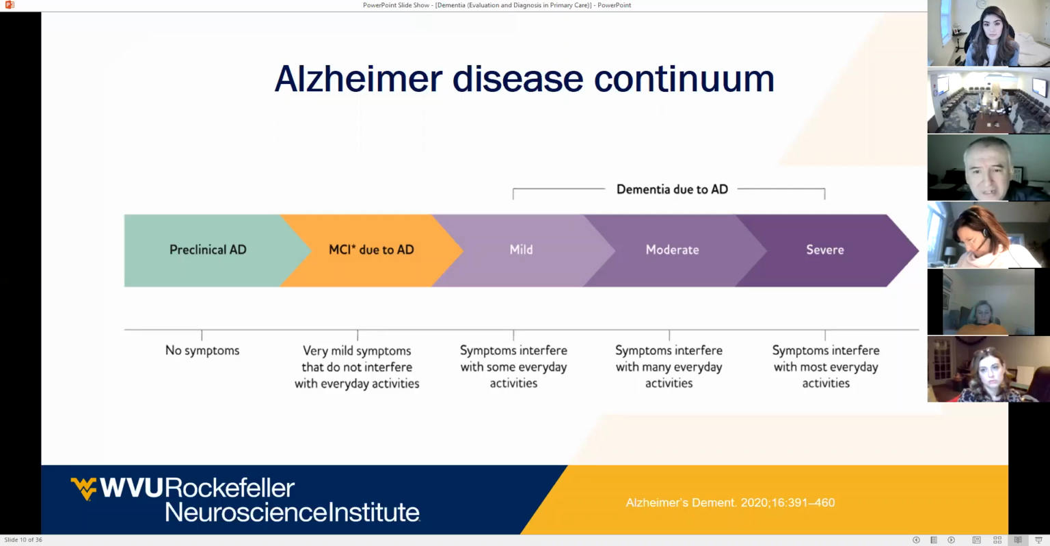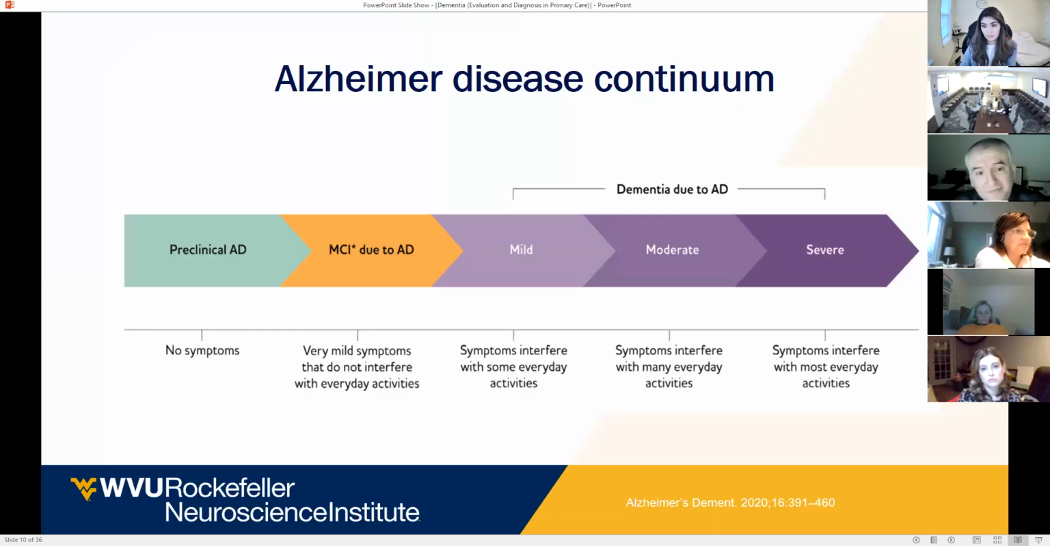Before going to the next slide, I would like you to pay attention to preclinical Alzheimer's disease and mild cognitive impairment, because these two stages are going to be the big targets for the new disease-modifying medications for Alzheimer's disease. These medications are not designed for mild, moderate, or severe. All these new medications are being designed to be given to patients in the preclinical and mild cognitive impairment stages.